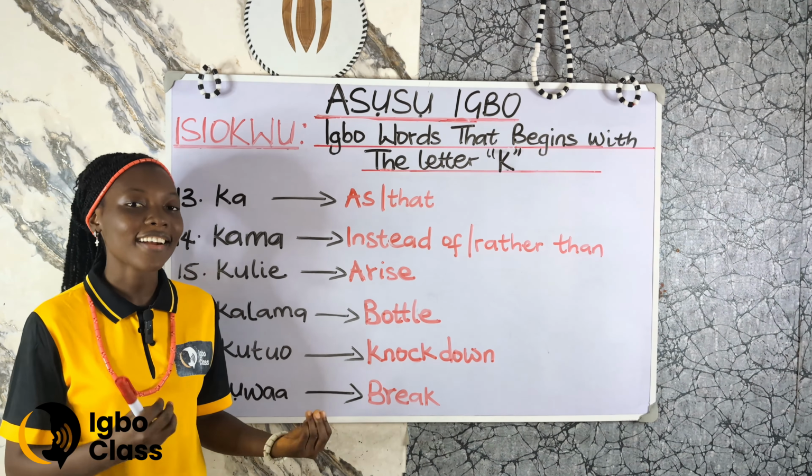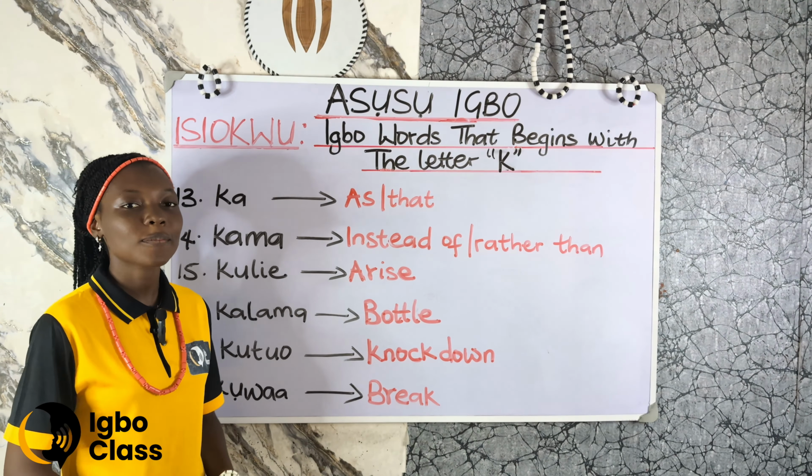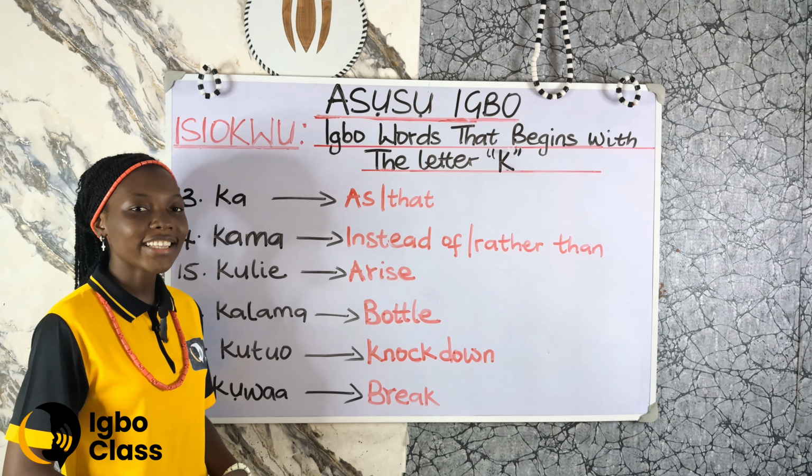Kutuo, to knock down. Knock down someone or something. Kowa, to break. Kowa efere ahụ. Break the plate. Kowa ite ahụ. Break the pot.